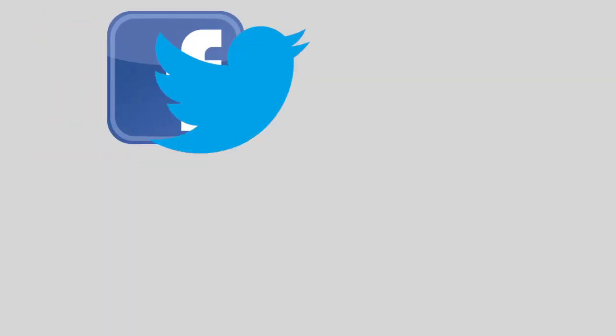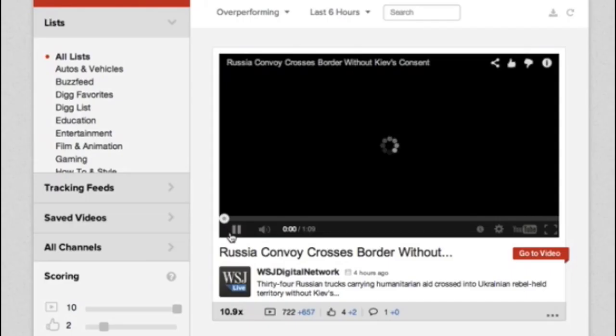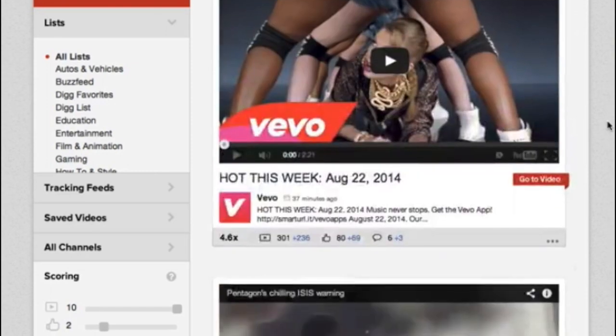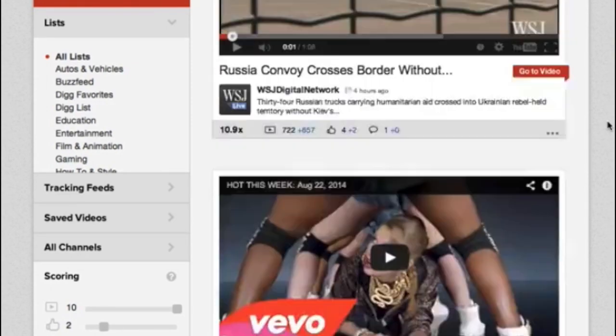CrowdTangle is on Facebook, Twitter, Instagram, and YouTube. The company hopes to expand to other platforms like Reddit, Tumblr, and Snapchat by the end of the year. For the Futures Lab, this is Berkeley Lovelace. CrowdTangle's service is aimed not only at news companies, but also at branding and nonprofit agencies too.